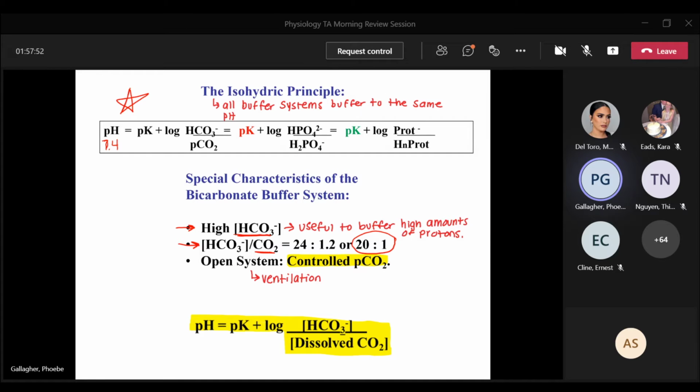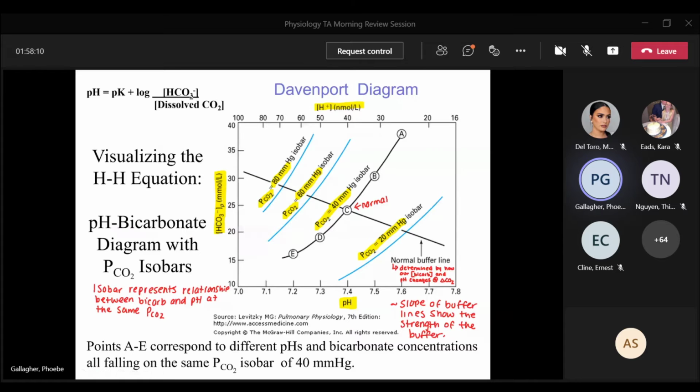And then lastly, it's an open system because CO2 is being breathed out to the lungs, so it's considered an open system. So we can control the amount of CO2 fairly quickly through the action of the lungs. Once again, the Henderson-Hasselbalch equation, make sure you know it.